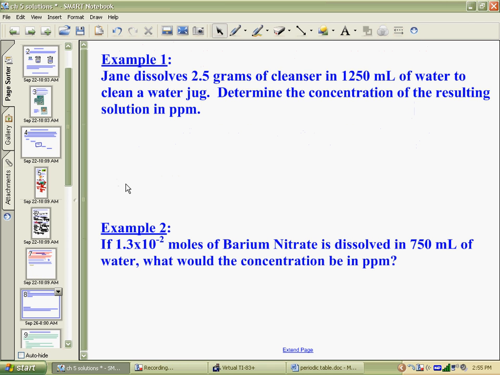We will go through an example or two. Example 1: Jane dissolves 2.5 grams of cleanser into 1,250 mils of water to clean a water jug. We want to know the concentration of the resulting solution in parts per million. As soon as you see parts per million, you realize that it's M over V, not moles per liter, but mass over volume. The mass must be in milligrams and the volume must be in liters, so if they're not, convert them.